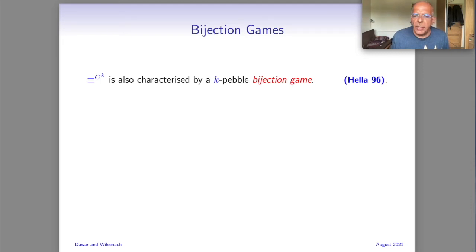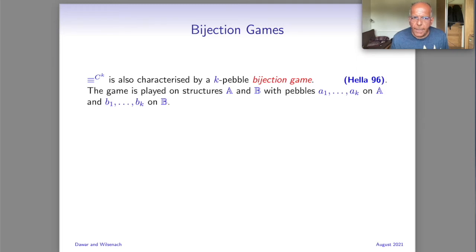There is another characterization which is rather useful, which Hella gave in terms of bijection games. Here the connection with the logic is less obvious. It requires a little bit of an argument, but the games are rather convenient to use in proving inexpressibility results. So the game is again played on a pair of structures A and B with pebbles A1 through AK on A and B1 through BK on B.